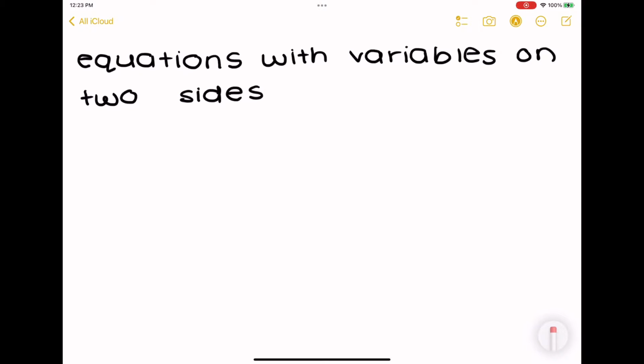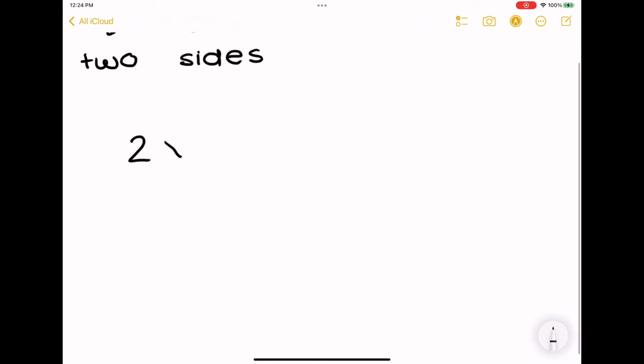In today's video, we'll be doing a video on equations with variables on both sides. So, without further ado, let's head on straight into this video. First thing we should do is establish what an equation with variables on both sides is. So an example of that would be 2x plus 5 is equal to 4x plus 1.